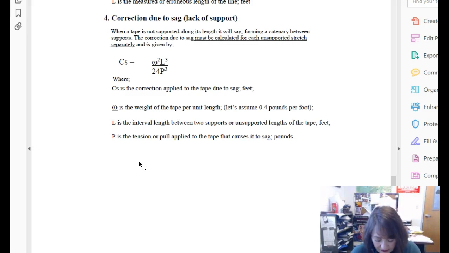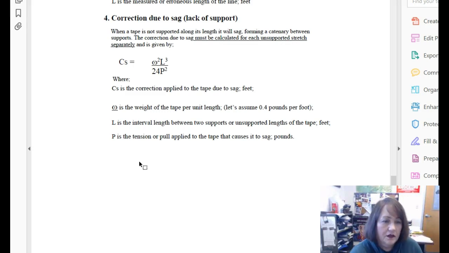So since sag always shortens a tape, what does that mean? Well, that means that if your tape registers 100 feet, the ground is always going to be less than 100 feet. So in order to get the ground, because it's shortened, you will have to take the reading on the tape and subtract the correction. Okay.